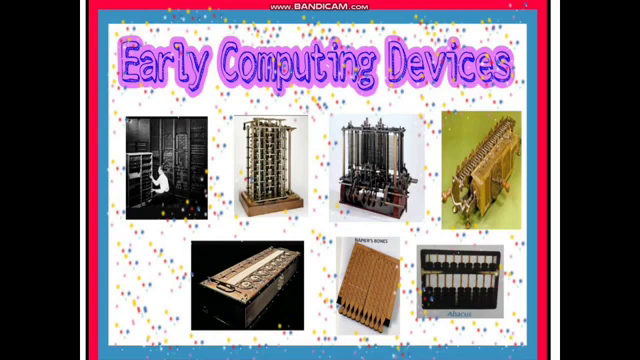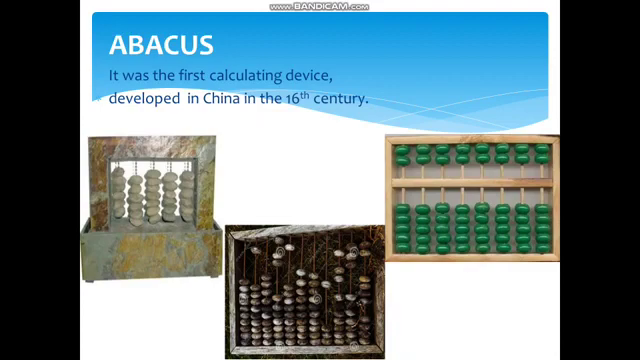You can see some early computing devices. We will see detail in the coming slides. You can see many machines, Napier's Bones, abacus, Pascaline, difference engine, analytical engine and all the other machines also. Now see the first machine, the first calculating device.